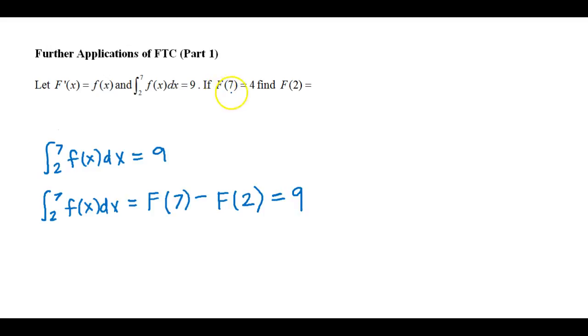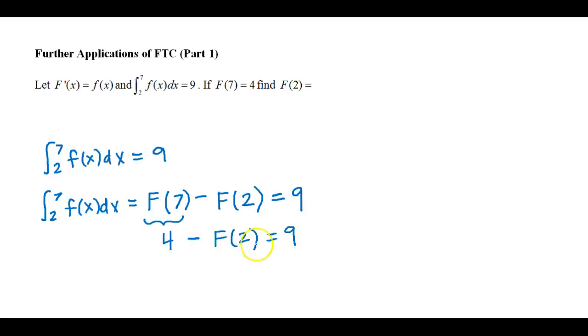But I've also been given that f of 7 is 4. So here, this value of f of 7 was given to me as 4. So 4 minus f of 2 must equal 9. So now I'm just solving an algebraic equation.